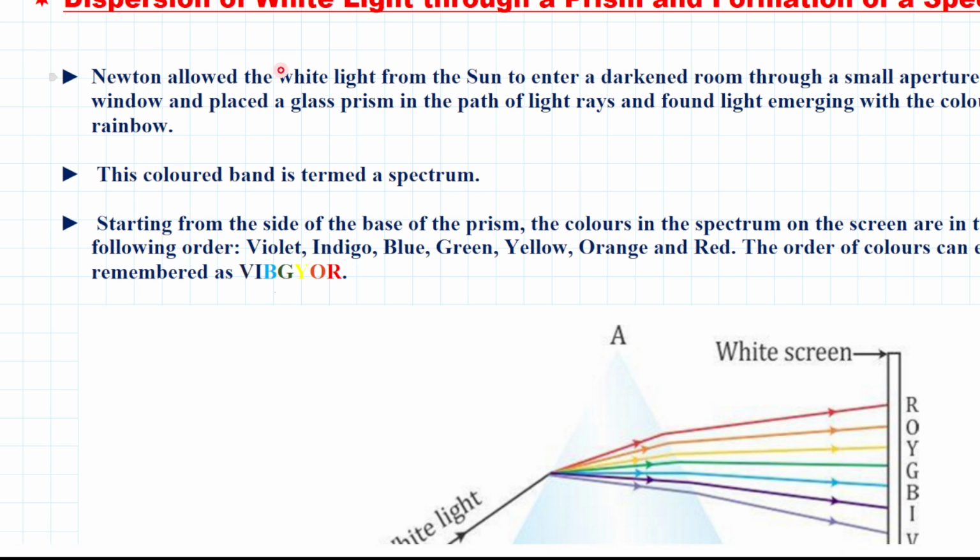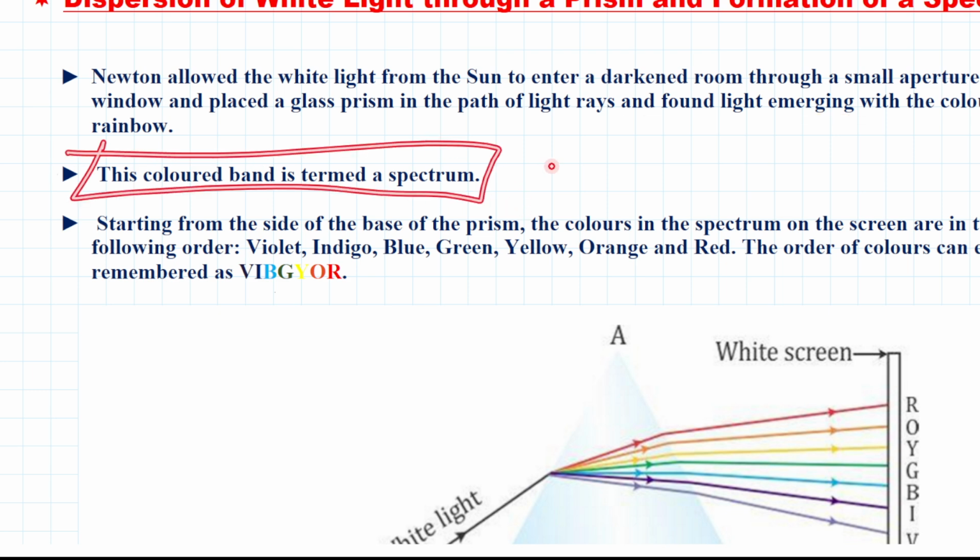So we discussed here dispersion of white light through a prism and formation of spectrum. So this was given by Newton. So Newton set up an experiment in his room that he allowed the white light to pass through his window through a small aperture, or we can say small slit in the window, and he placed a glass prism in the path of light ray and found light emerging with colors of rainbow. This color band is termed as spectrum.